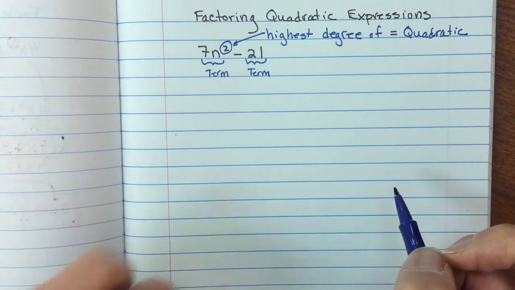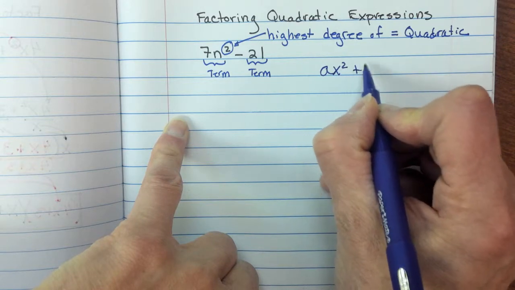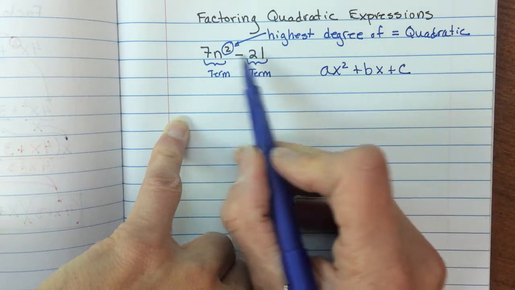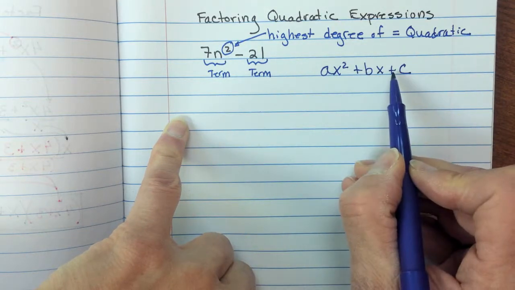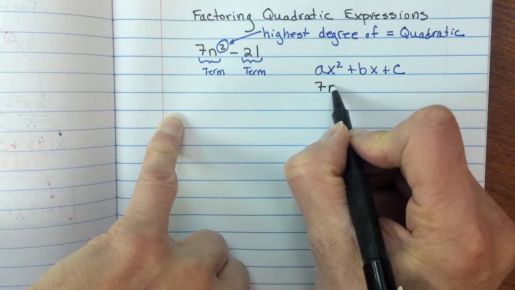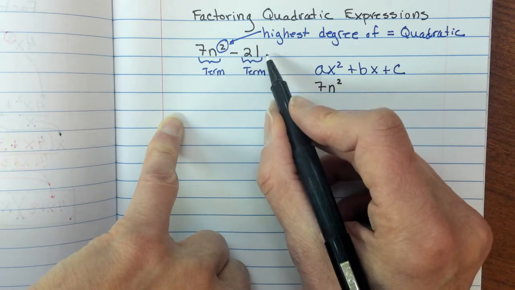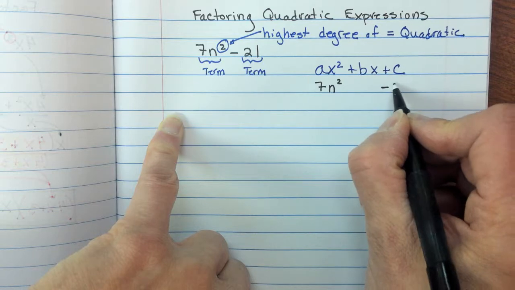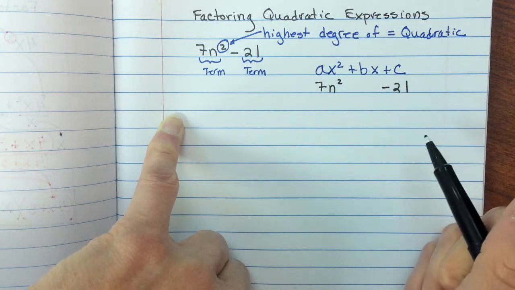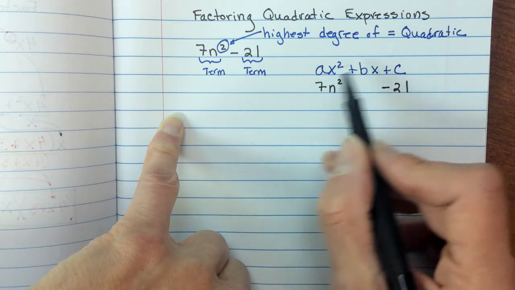When we look at a quadratic in standard form, we think of ax squared plus bx plus c. If we were to line these terms up underneath our standard form, we would have 7n squared, because this is a squared term. There is no variable here, so this would be minus 21. In some cases, this will become a special kind of factoring, but for right now, we're going to look at it in this format.